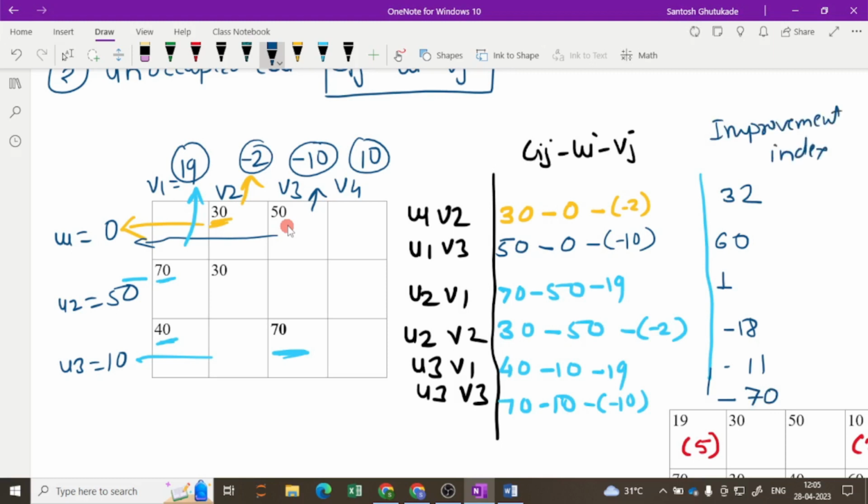Now by the procedure, if all the values in the improvement index are positive, the solution is optimal. Here, only one value is negative, so this is minus 18.